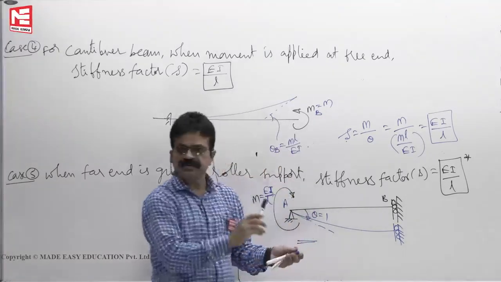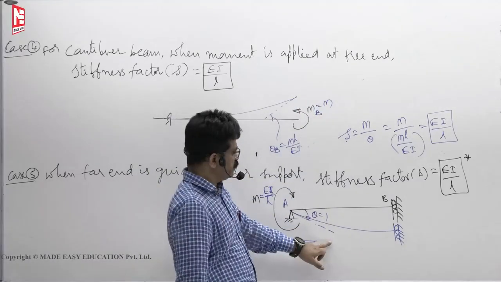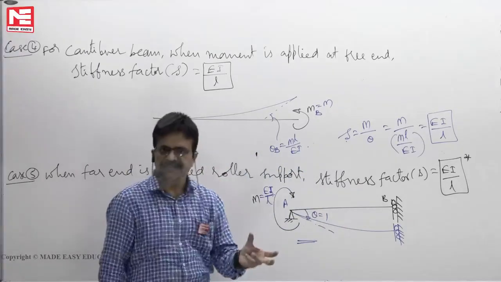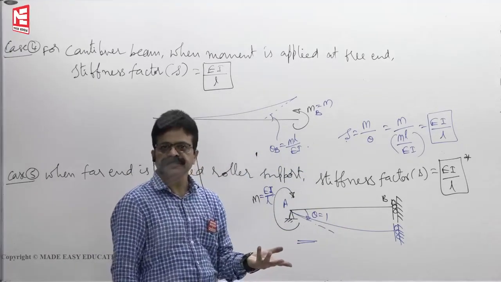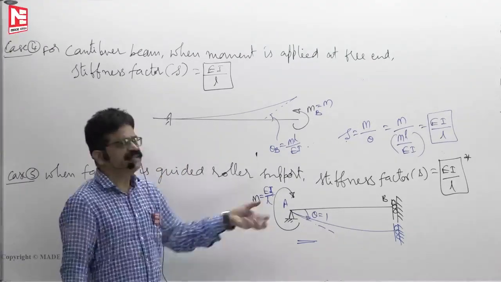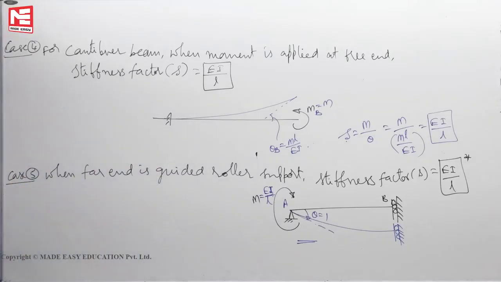So this is about the stiffness factors. It can be 4, 3, 2, 1. It can be 0 also. Now let us see under what circumstances moment required to produce unit rotation can be 0 also. With 0 moment, why it will rotate by unit amount? Let us see that case.